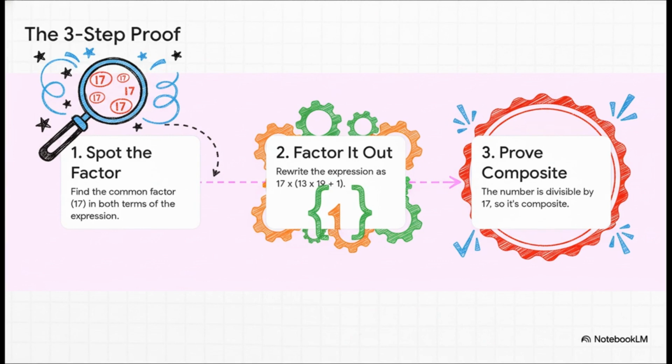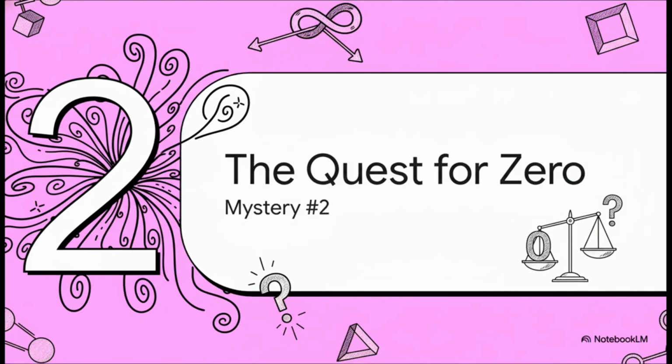And the solution is a beautifully simple 3-step process. First, you just have to spot the common factor. See how the number 17 is in both parts of the expression? That's our big clue, right there in plain sight. Step 2, we pull that factor out. That leaves us with 17 multiplied by, well, some other number in parentheses. And honestly, it doesn't even matter what that other number is. We've just proven the entire expression is divisible by 17. Boom. Case closed.